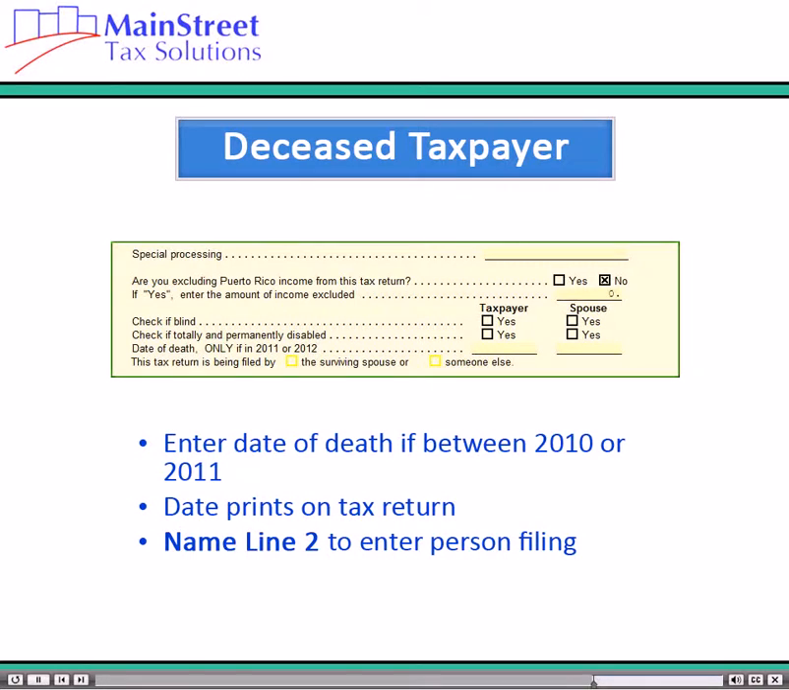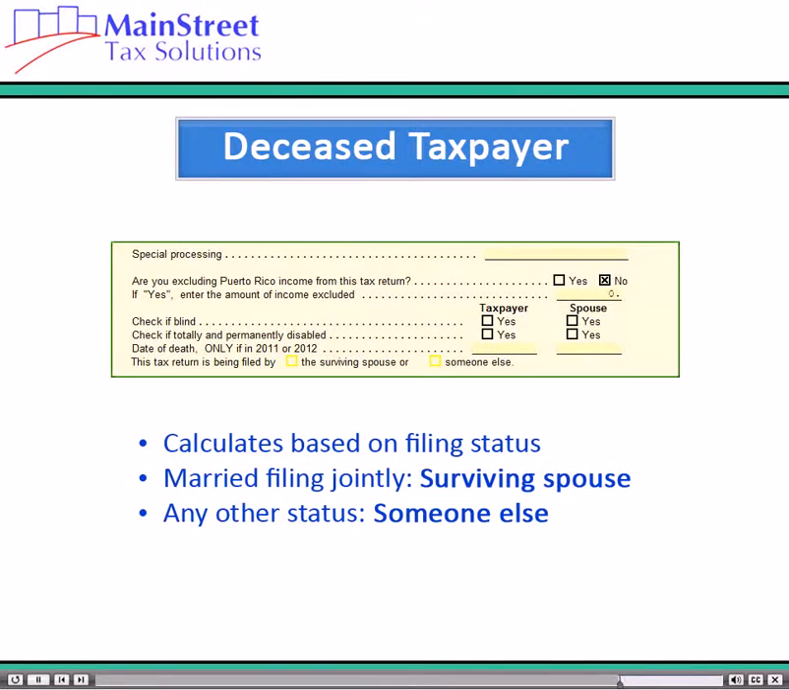You must use the Name Line 2 field in the address area at the top of the main information sheet and enter the name of the person filing the return for the deceased person. For example, if the taxpayer died and there is a surviving spouse, enter the surviving spouse's name in the Name Line 2 field. The tax return is being filed by entry calculates based on the status of the return. If this return has a filing status of married filing jointly, the surviving spouse is selected. If this return has a filing status other than married filing jointly, the software selects the Someone Else checkbox.